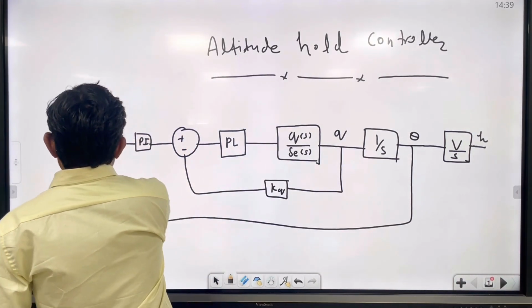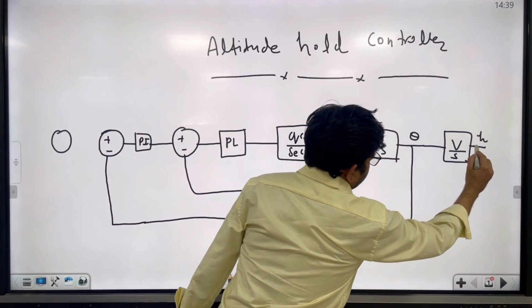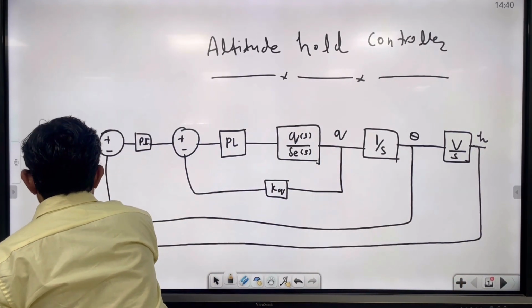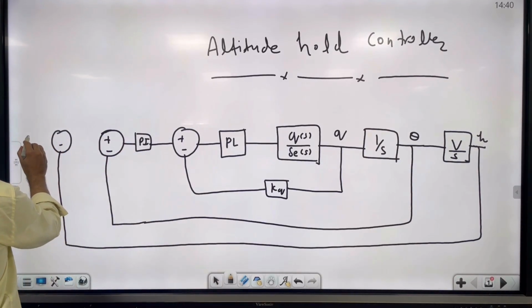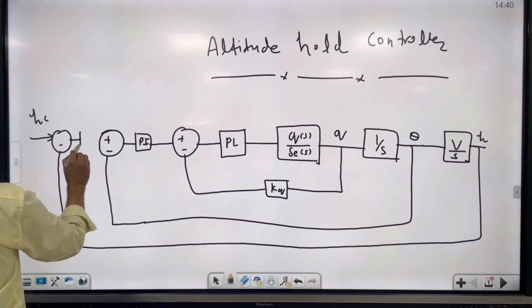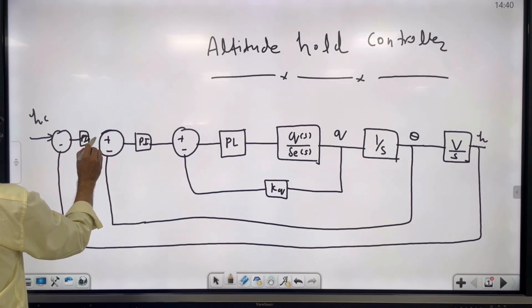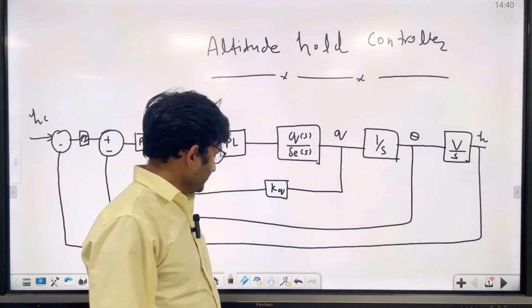And here you take a feedback and complete this loop. So here you can command some h value. For compensation, you will use a PI controller here. Okay. So that is how you hold the altitude.